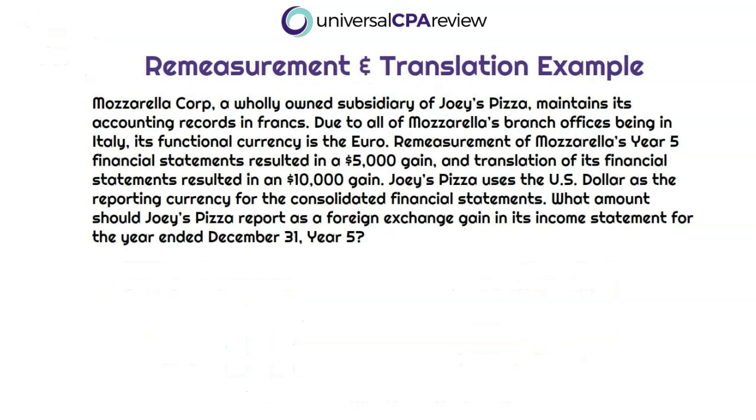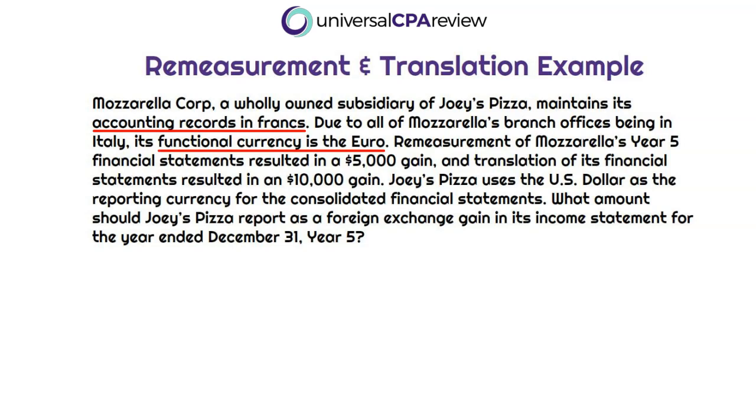So that was a lot to take in. Now we're going to go ahead and apply it to an example, right? So as you can see in the example, it says Mozzarella Corp, which is a wholly owned subsidiary of Joey's Pizza, maintains its accounting records in francs, right? Now, due to all of Mozzarella's branch offices being in Italy, right, because that's where pizza comes from and that's where the best cheese is, its functional currency is the euro, right?